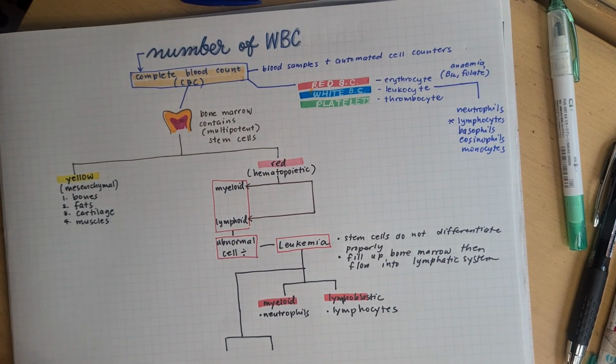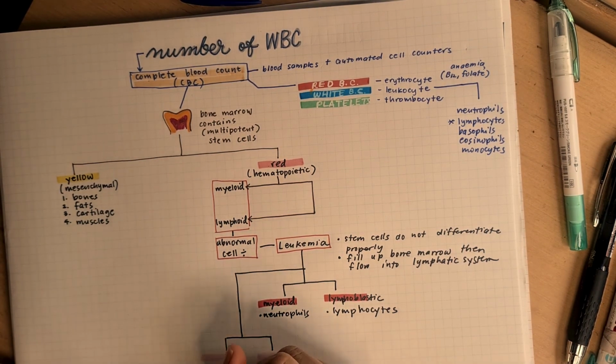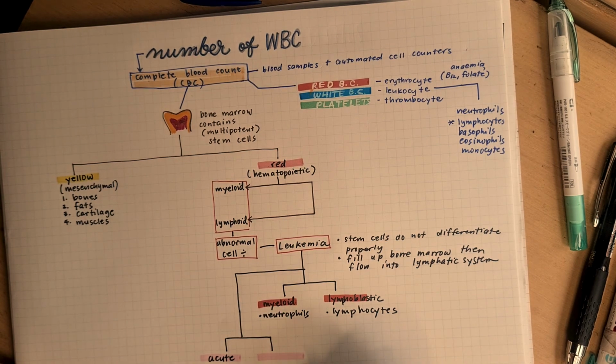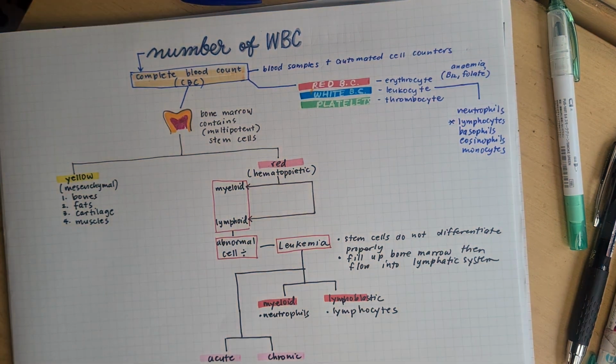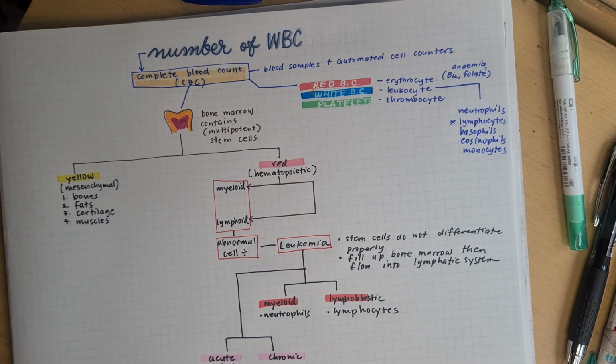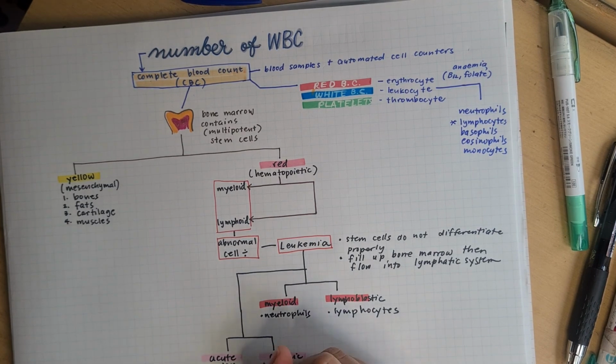If leukemia will be classified according to speed, there will be two names for it, and that will be acute and chronic. Acute leukemia would be the type of leukemia that develops quickly, and therefore there are more severe effects on the patient, and this requires immediate treatment. Chronic, on the other hand, takes years to develop.